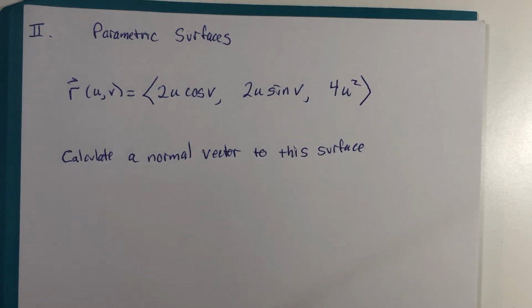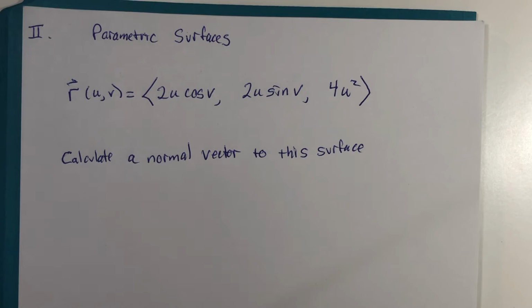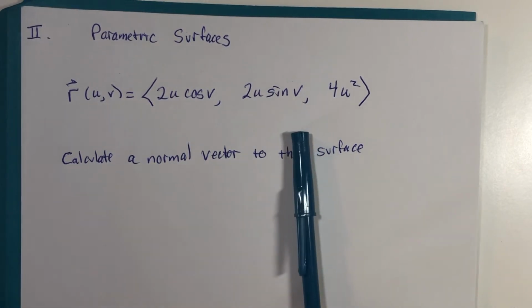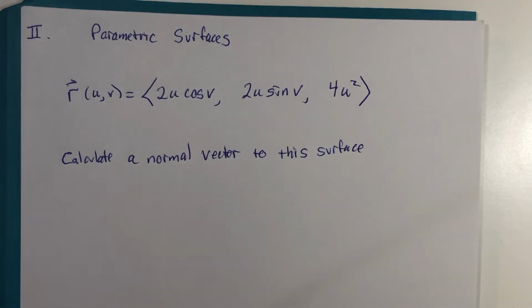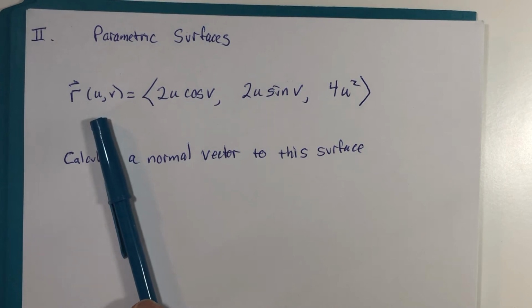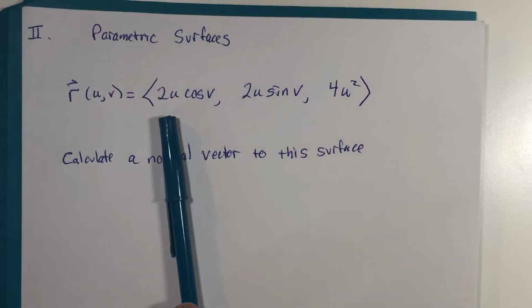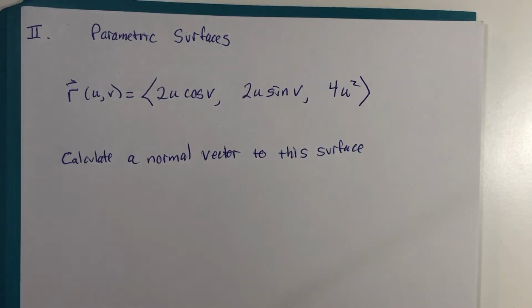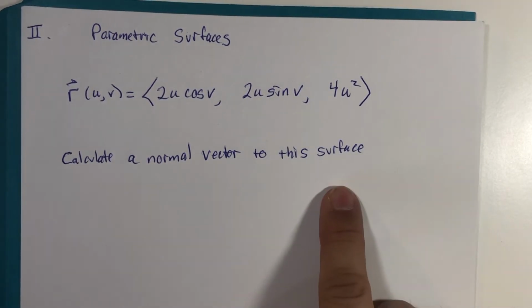So we're going to look at a calculation that can be done on a parametric surface that ties in to one of our last surface integral conversations. And the question's written out. You might even recognize the parametric surface as something I demonstrated in a previous segment. We're going to take this parametric version of the surface, 2u cosine v, 2u sine v, 4u squared, and we're going to calculate the normal vector to this surface.